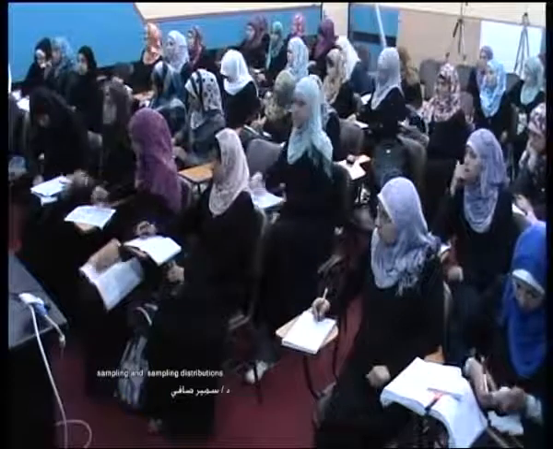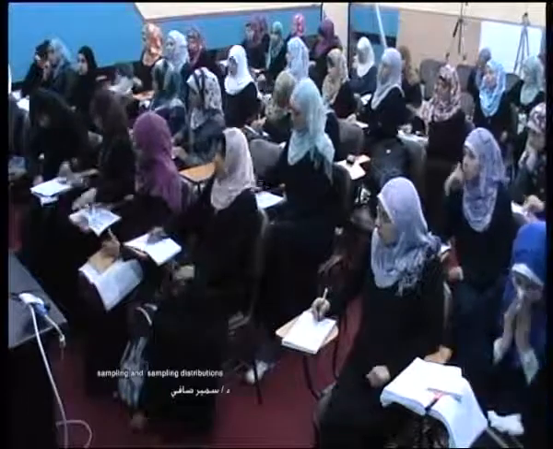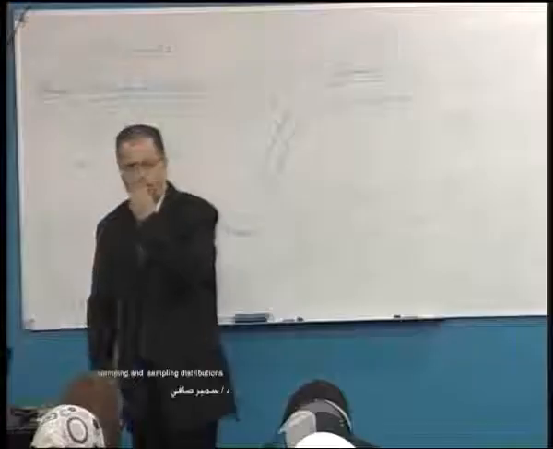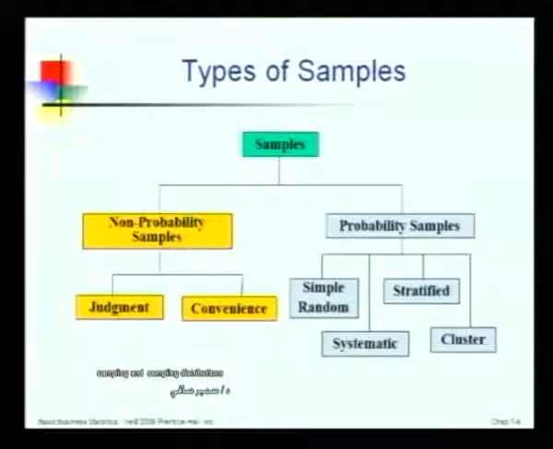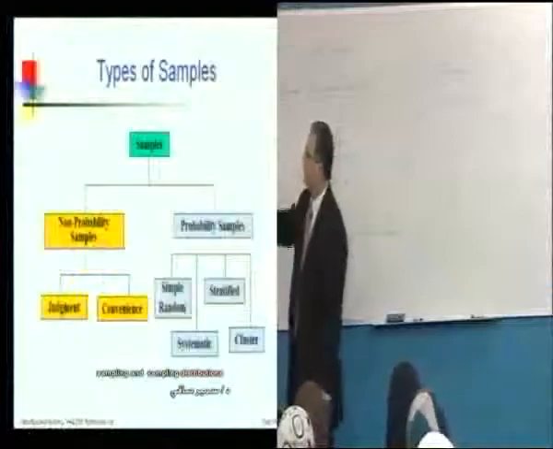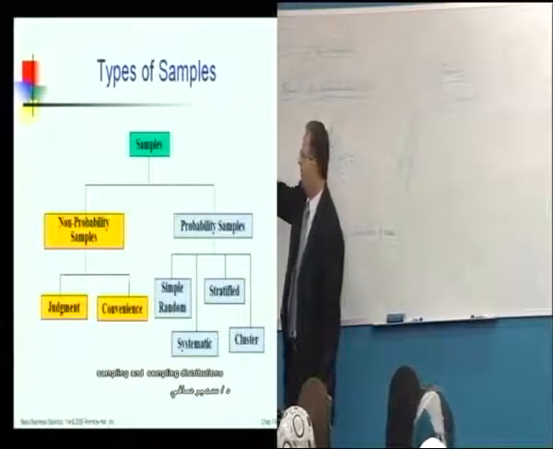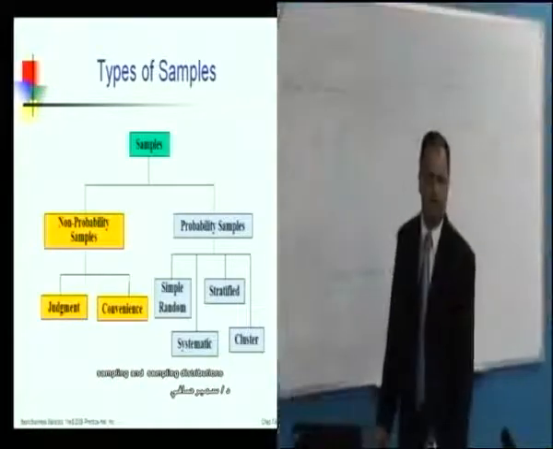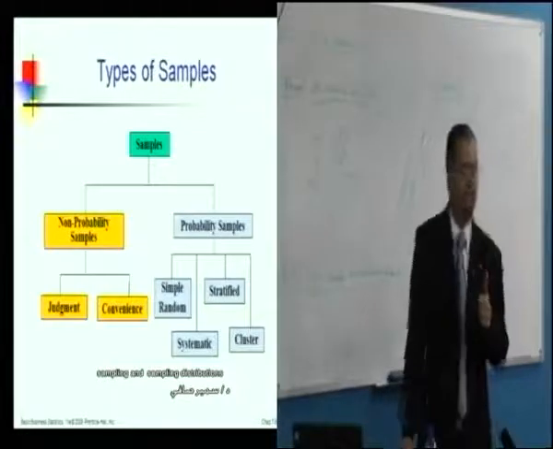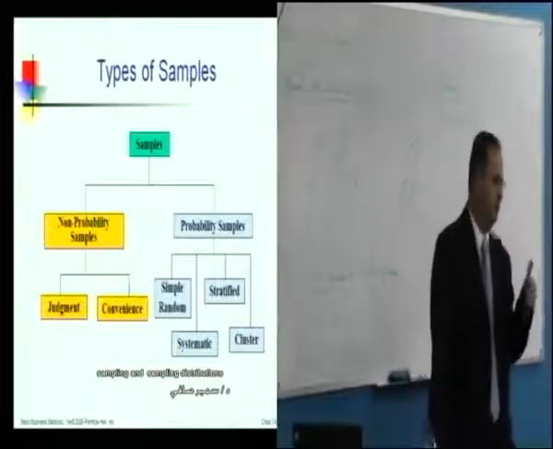Let's move to the types of samples. Mainly there are two types of sampling. One is called non-probability samples. The other one is called probability samples. The non-probability samples can be divided into two segments. One is called judgment and the other convenience. So we have judgment and convenience non-probability samples.